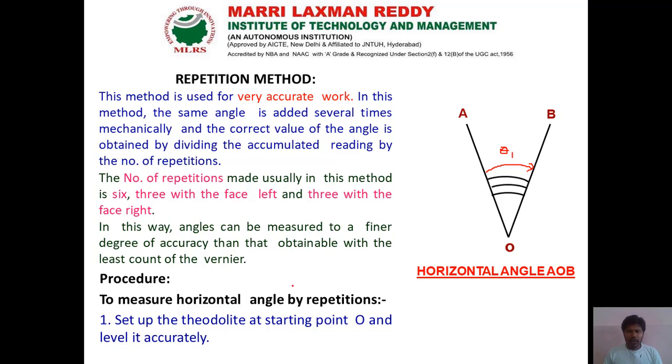Now let us move on to the procedure, how to do the repetition method. First we have to place the instrument at the instrument station point, so we have to do the centering process. By means of the centering process, the instrument's optical center and the ground point have to be aligned exactly. Likewise, we fix our tripod, and over that our instrument should be placed.